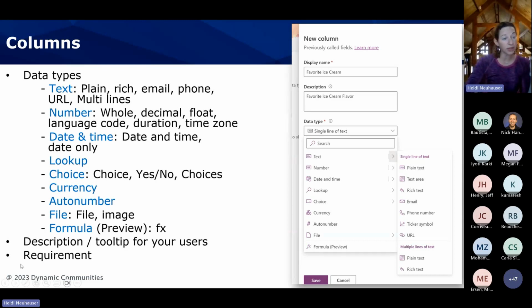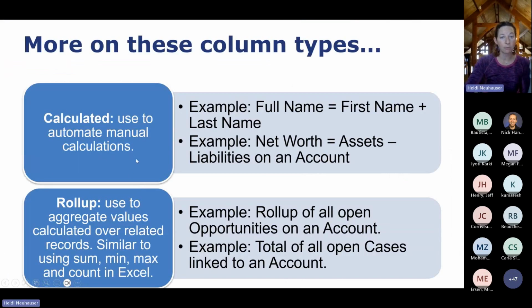So lots of cool things with columns. More on these 2 column types, because I think they're really cool: calculated fields and roll-up fields. A calculated field is something that you can create automatically to automate your manual calculations. So there are some in your system today. Full name. Full name is a calculated field that takes first name and combines it with last name. Net worth is assets minus liabilities on an account. You can create them however you want. If there's a calculation, you can build it.